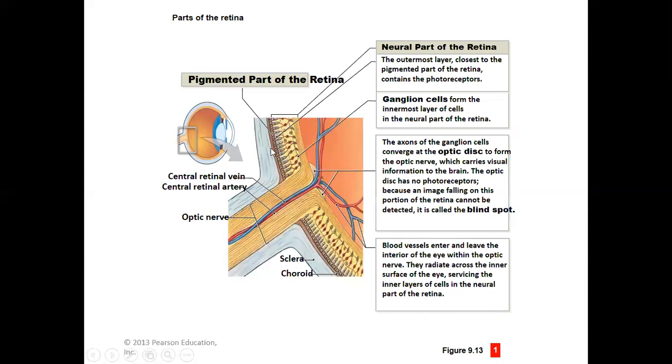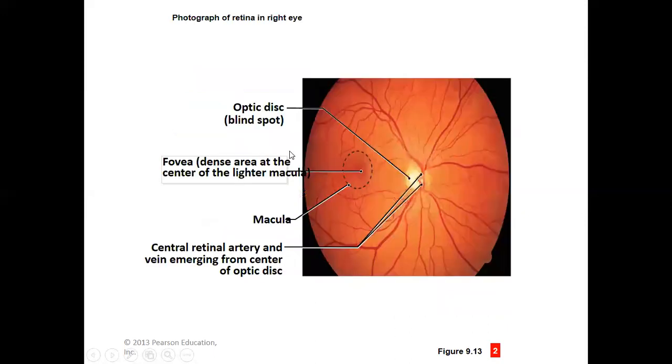So this down here is the pigmented portion of the retina. And this layer of cells would be photoreceptors. Up here, there's ganglion cells, and their axons converge to the optic nerve. There's another layer of cells we'll talk about next. So there's actually 3 layers of cells that communicate from the photoreceptors to the optic nerve. So right there's your optic disc. That's where the optic nerve leaves your eye.